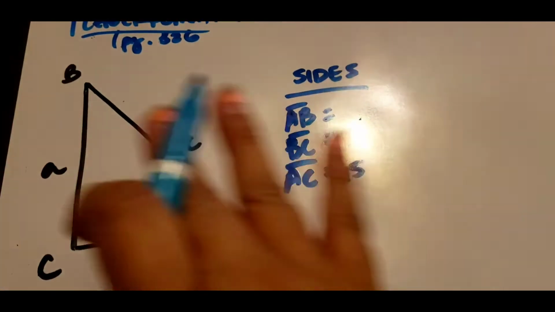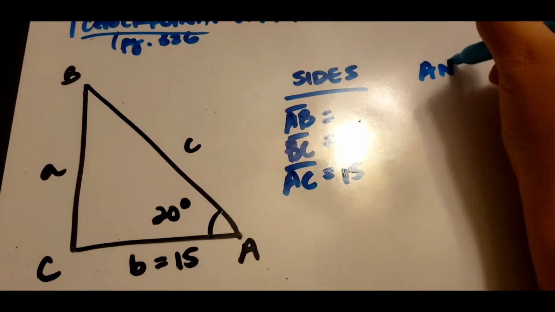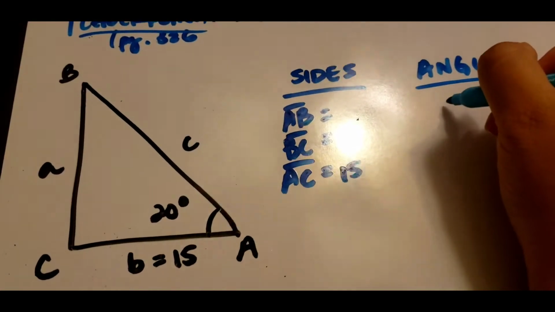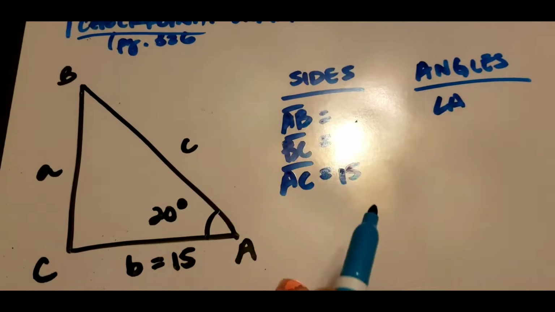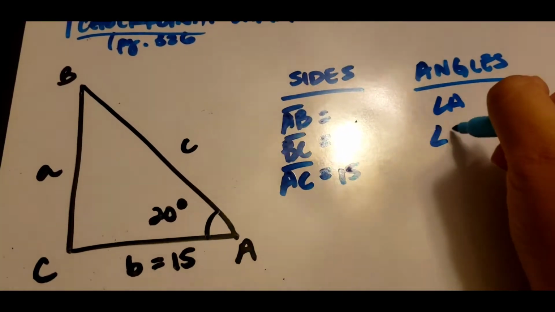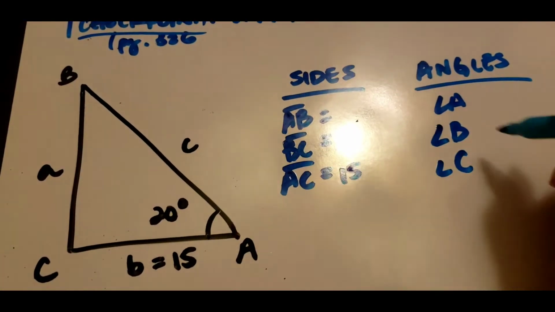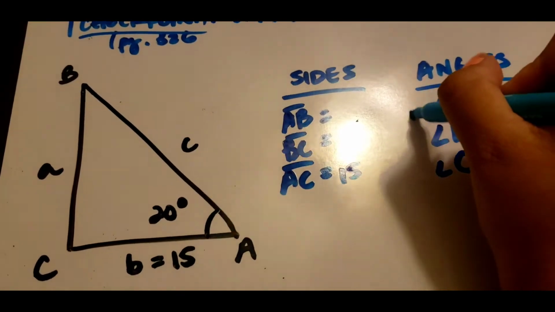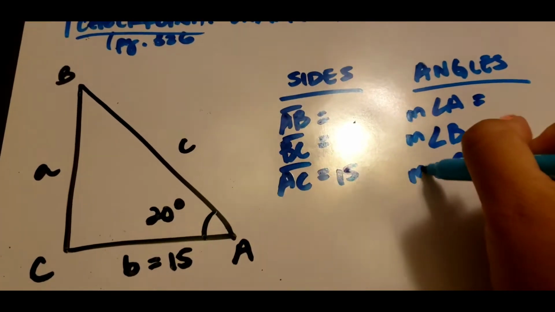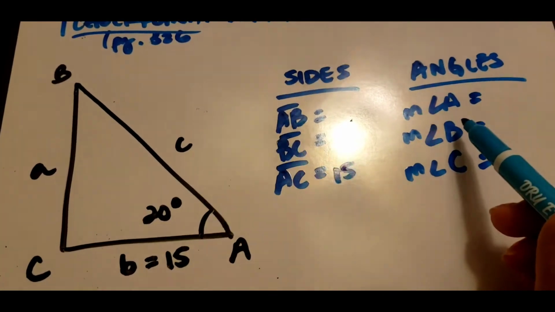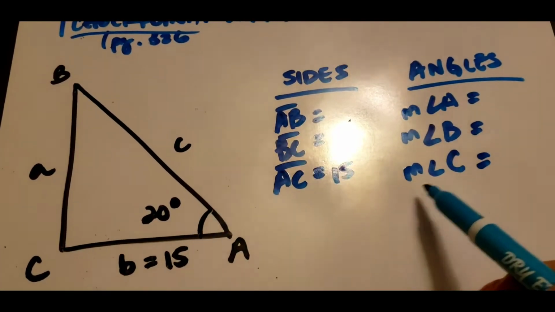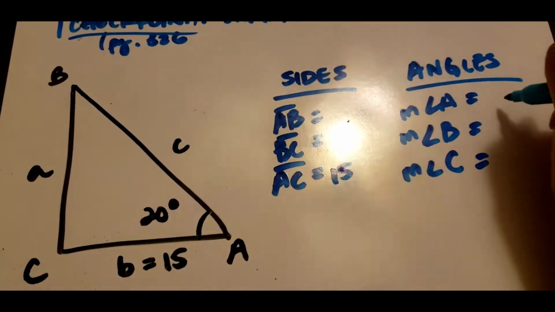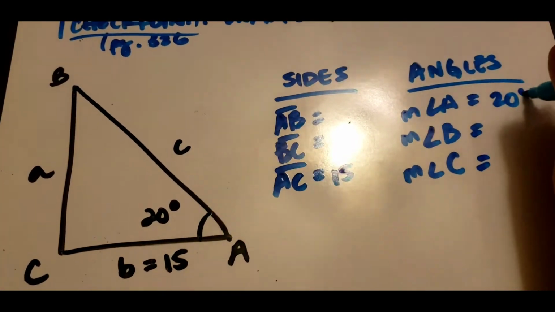And then, of course, we have 3 angles. So we're going to solve for all the missing angles: angle A, angle B, and angle C. Usually when we solve for an angle, we're looking for its measurement. So we want to write a little m, meaning the measurement of angle A, measurement of angle B, and measurement of angle C. Based on the picture, we're already given angle A, which is 20 degrees.